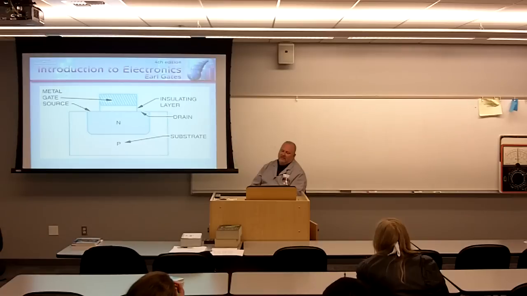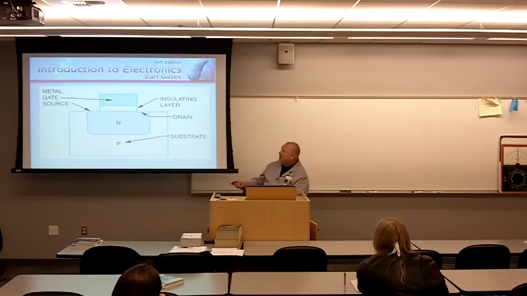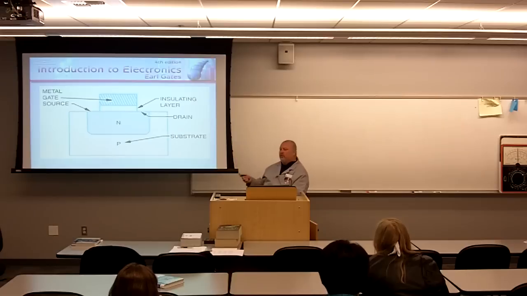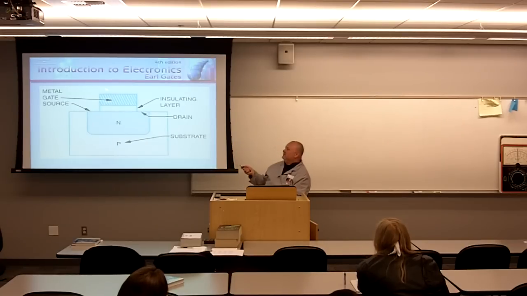This is what one of these MOSFETs would look like. Here is our substrate, P material. Here's our N channel. What we've done is put an insulating layer of material in here, and then we have a metal gate. So the voltage that we put on the metal gate, in essence, electrostatically, will affect that N material. But the current will never flow through this insulating layer because it's an insulating layer.